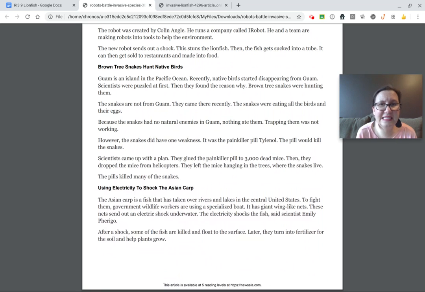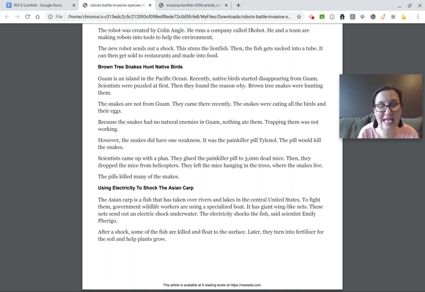Guam is an island in the Pacific Ocean. Recently, native birds started disappearing from Guam. Scientists were puzzled at first. Then they found the reason why. Brown tree snakes were hunting them. The snakes are not from Guam. They came there recently. The snakes were eating all the birds and their eggs. Because the snakes had no natural enemies in Guam, nothing ate them. Trapping them was not working.